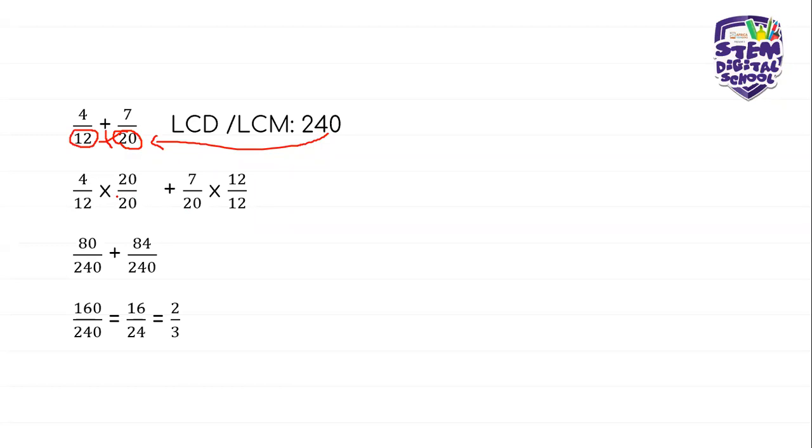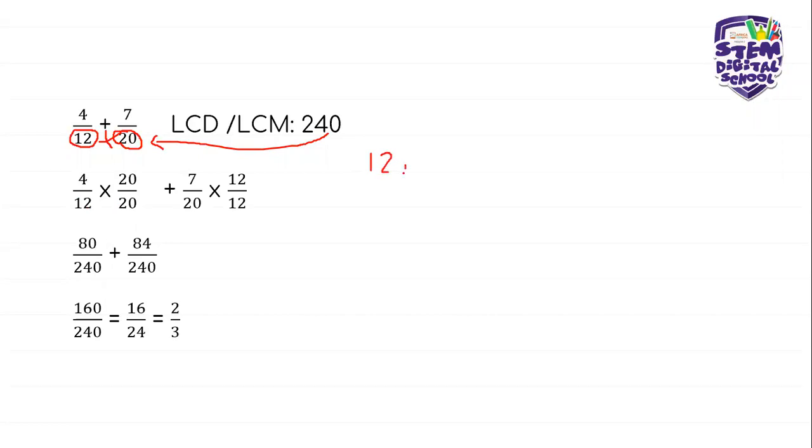You take this denominator as the one that's going to help you change one side, and this denominator as the one that's going to help you change the other side. Even when you count out the multiples, you find that to get 240, it is 12 times 20. So you multiply the 12 by 20 and the 4 by 20, because whatever you do to the denominator, you do to the numerator. You multiply the 20 by 12 and the 7 by 12.